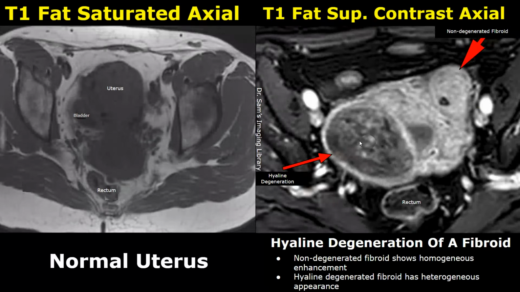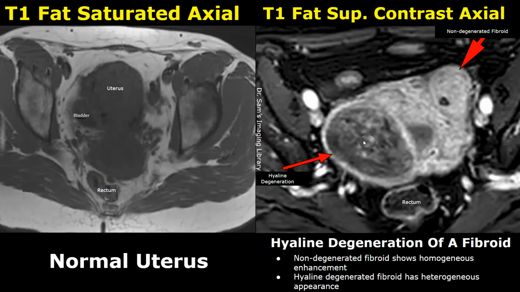This is a T1 fat saturated sequence of the pelvis. We can see a hypointense uterus. And this is a T1 fat suppressed contrast sequence. In axial view, we have two types of fibroids. The non-degenerated fibroid has homogeneous enhancement, whereas the degenerated fibroid has a heterogeneous appearance.